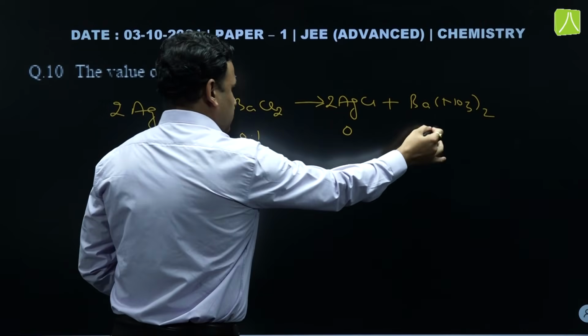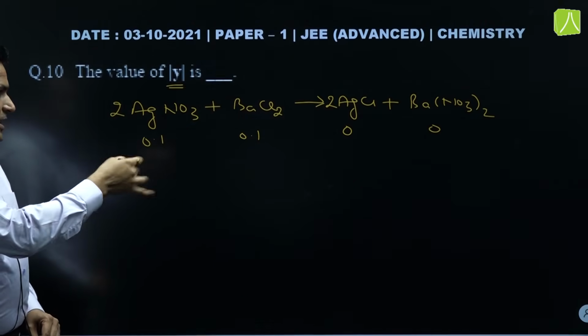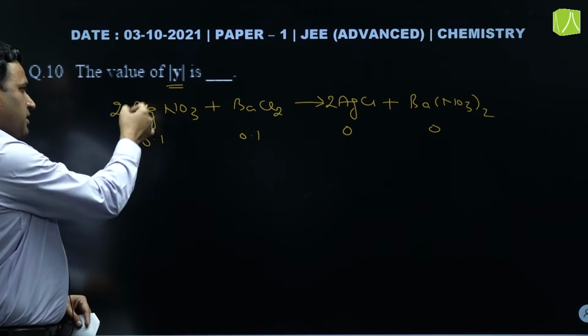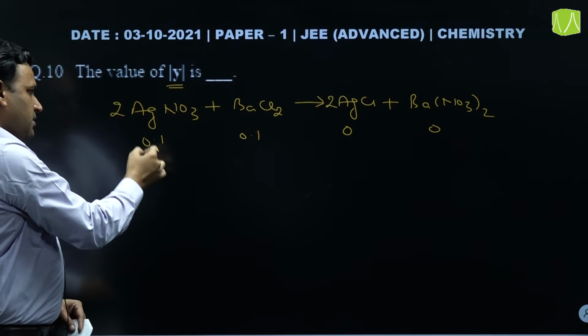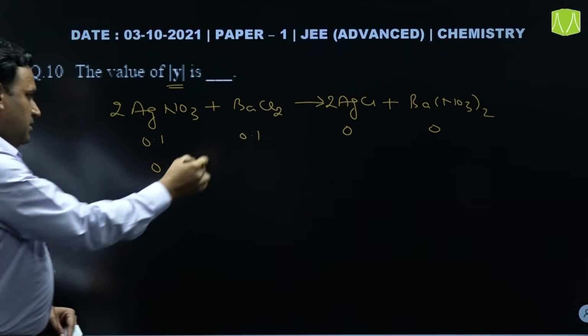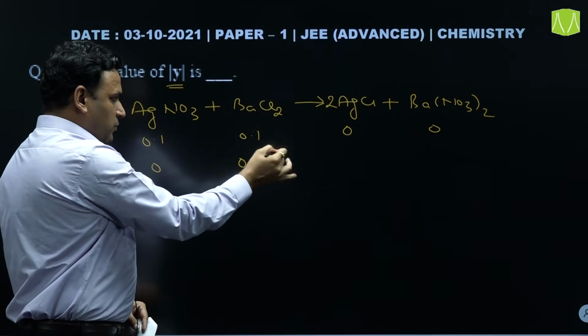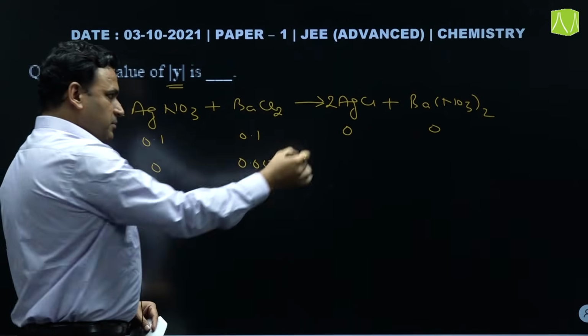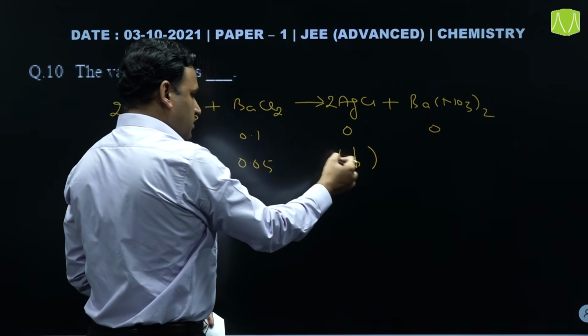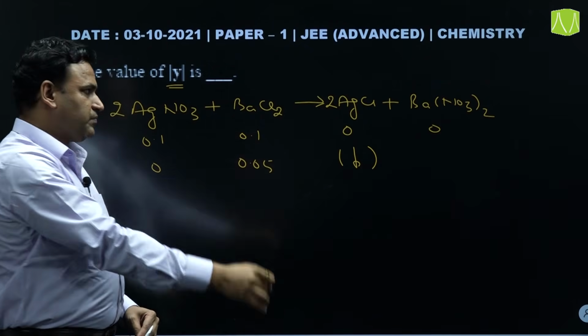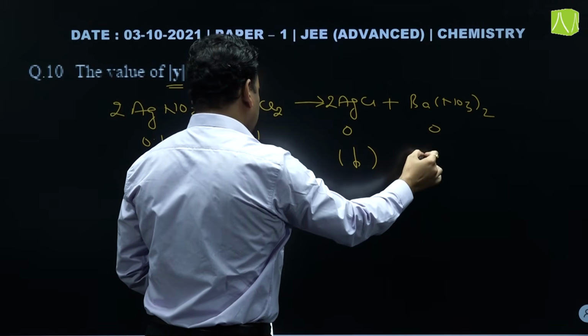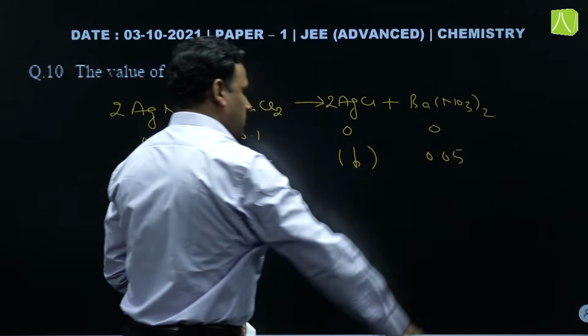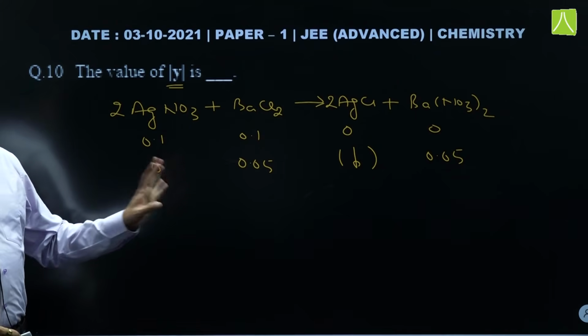Initially this will be 0 and this will be 0. The reaction is going to be 100% complete. This is going to be the limiting reagent, so we can assume that this is 100% consumed. 0.05 moles of barium chloride will remain. The precipitate will get formed, so we need not write the number of moles of AgCl formed, and barium nitrate, how many moles? 0.05 moles of barium nitrate will be there.